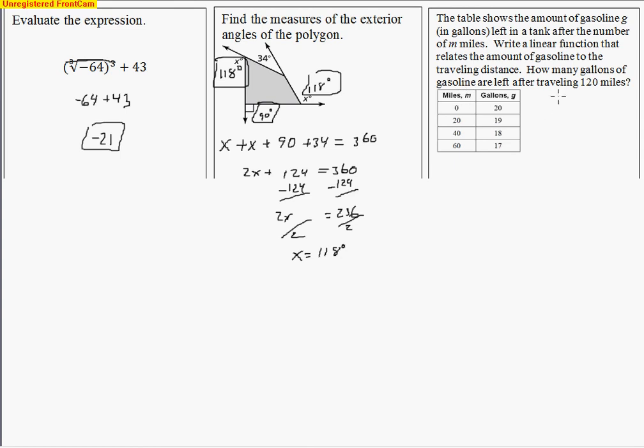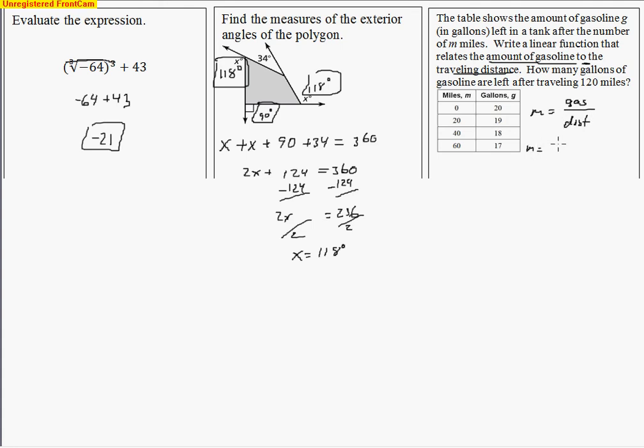And the last one says that the table shows the amount of gasoline in gallons left in a tank after the number of m miles. Write a linear function that relates the amount of gasoline to the traveling distance. So that's your slope. So your slope is gasoline to traveling distance. Alright, so we're going to set up the slope formula.